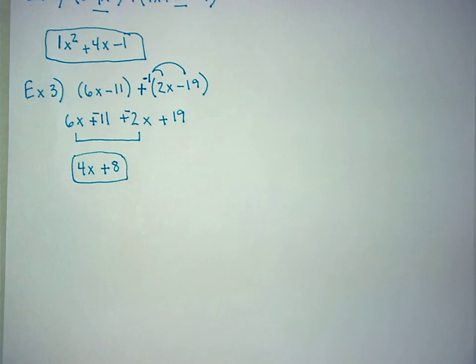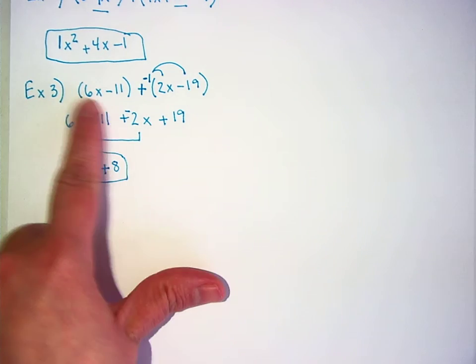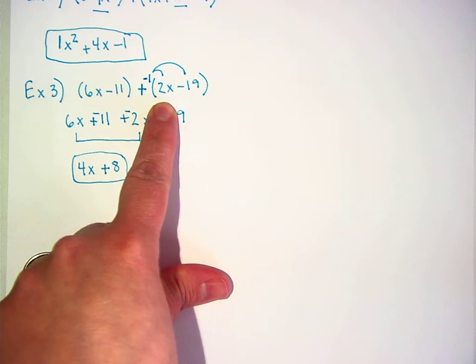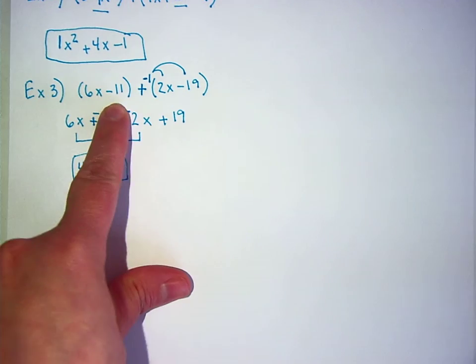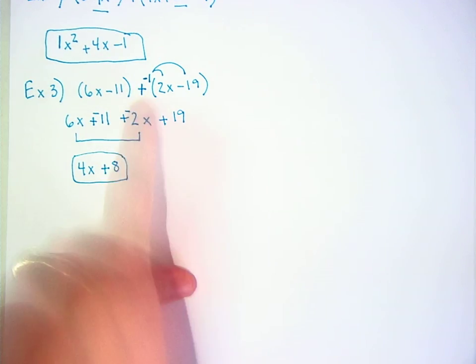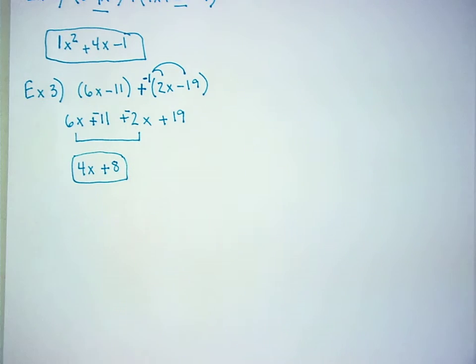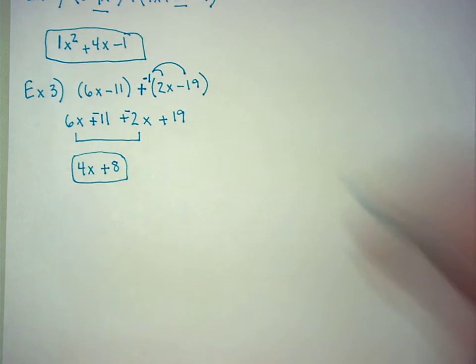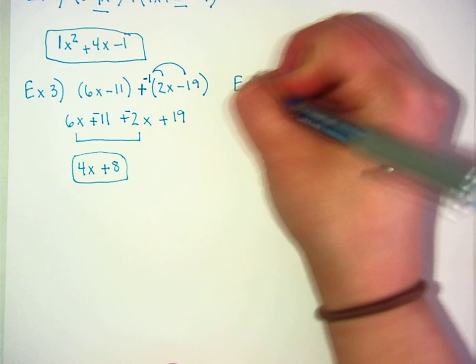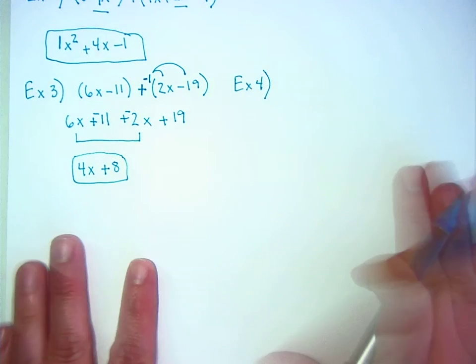Now, again, you could really think about it as subtraction in your head. You could think 6x minus 2x is 4x. And -11 minus a -19 is positive 8, but sometimes those get a little mixed up in my head at least, so I think it's way easier just to distribute and then add. But I'm not going to make you do it the way I do it. Your call. Example 4, last one.